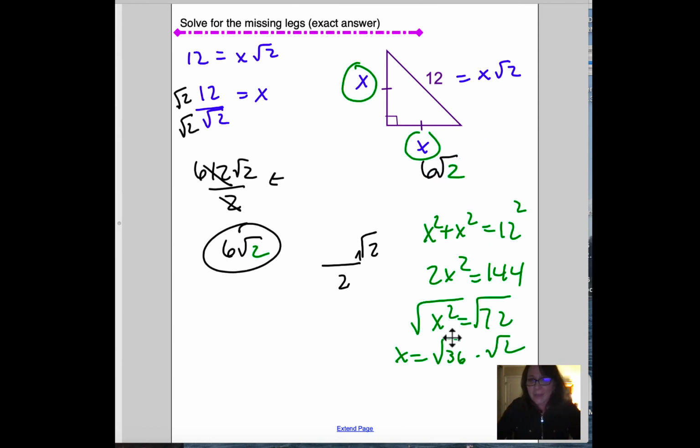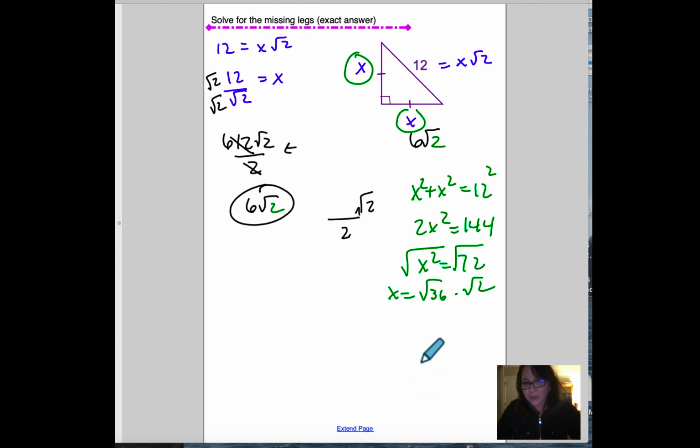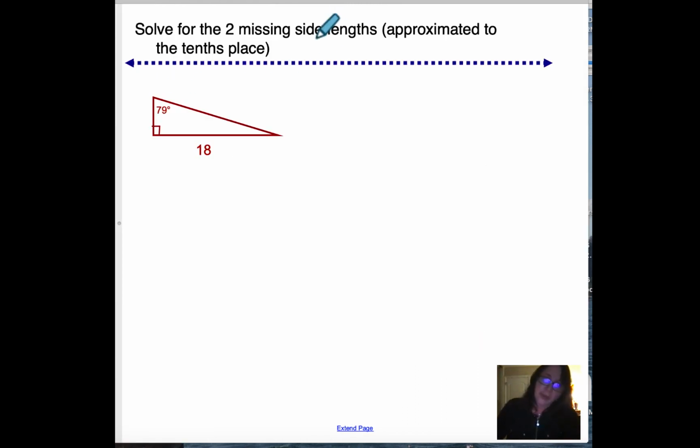Fix that. And the square root of 36 is 6, so you have 6 root 2. So again, another option for doing this problem. Solve for the missing two side lengths. They want this, we'll call x. They want this, we'll call y.